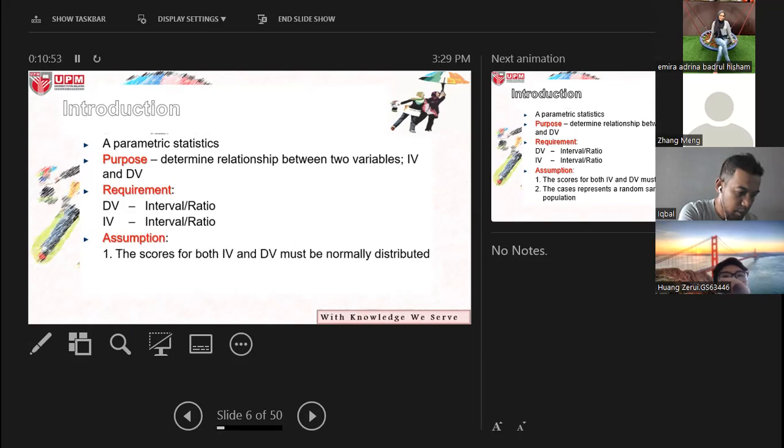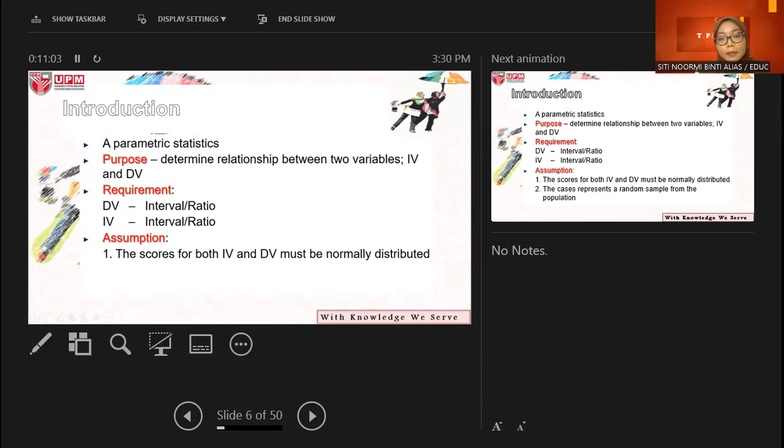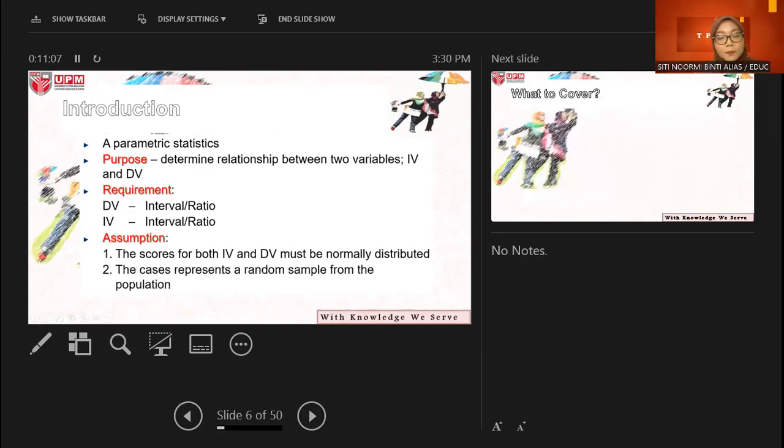Okay, so the assumptions required to run the Pearson product moment correlation include that the scores for both IV and DV must be normally distributed because it is a type of parametric statistic. And then the cases represent a random sample from the population, meaning that we select our sample randomly from the population.